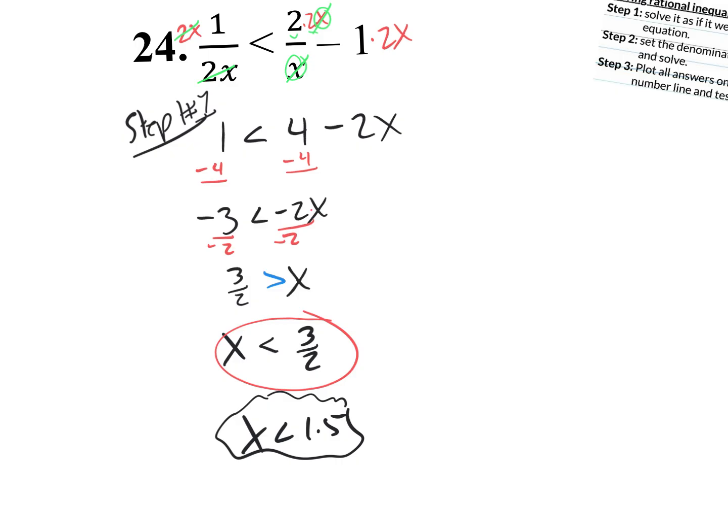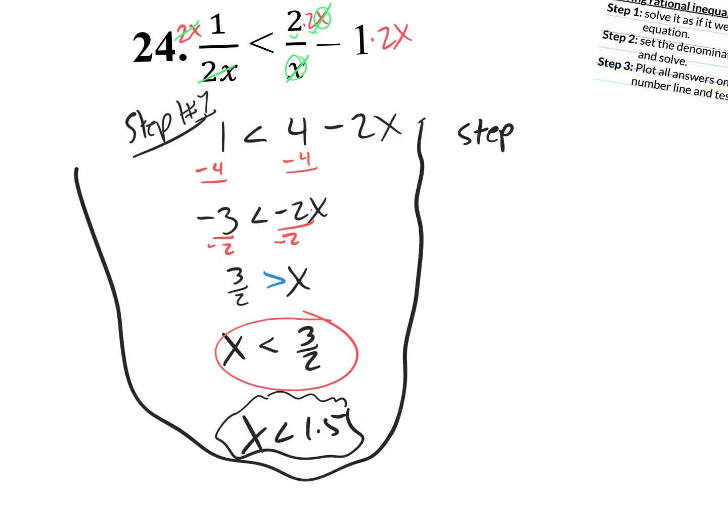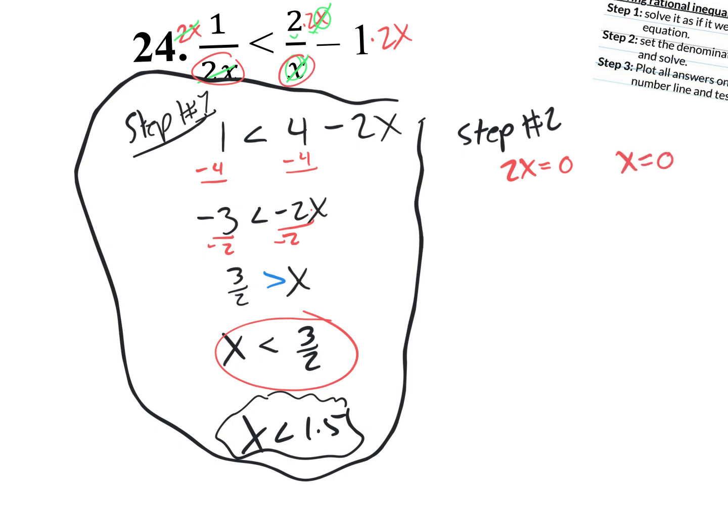Step 2. You're going to set your denominators equal to 0. We have a 2x in the denominator, so you're going to say 2x, set that equal to 0. And the other denominator is a regular x, so x equal to 0. This is easy because both of these produce the same answer, which is just x equals 0.